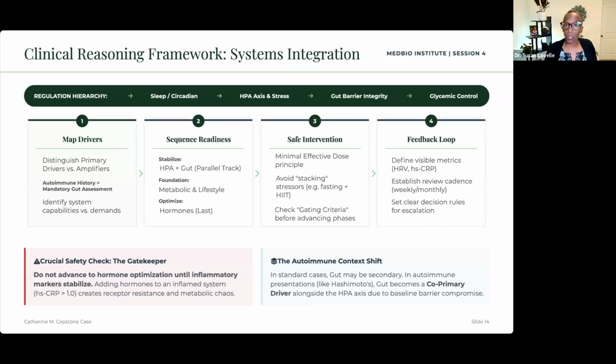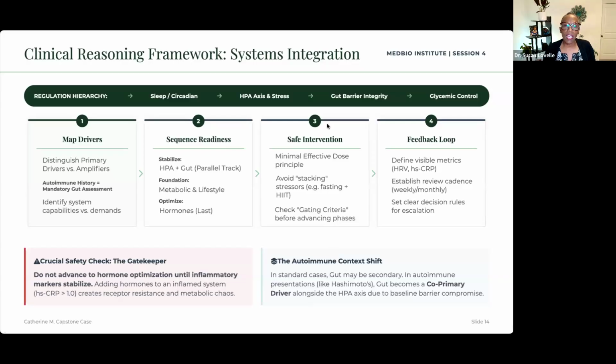Remember, she says she's not slowing down. That's not going to happen. Okay. Then we want to know how ready she is for whatever we're going to give her. We want to know what her HPA axis looks like, what her gut looks like, what her metabolics and her lifestyle are. And then finally, for optimization, remember we're stabilizing the foundation and then optimizing. We want to know what's going on with hormones.